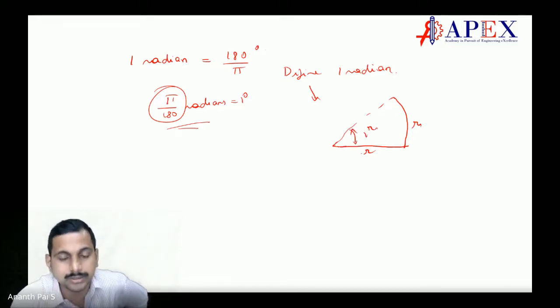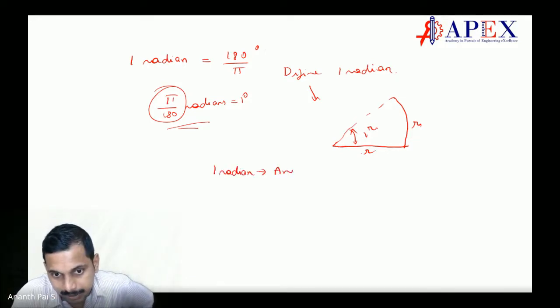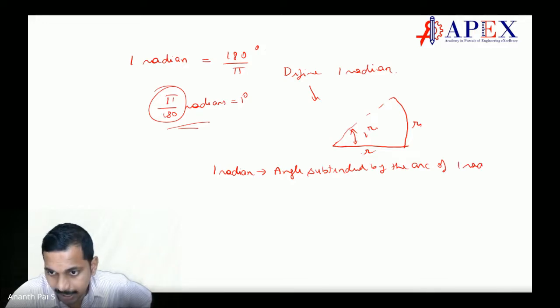Very important. So 1 radian, these are basics, students. The angle subtended by the arc of 1 radius, an arc whose arc length is 1 radius.